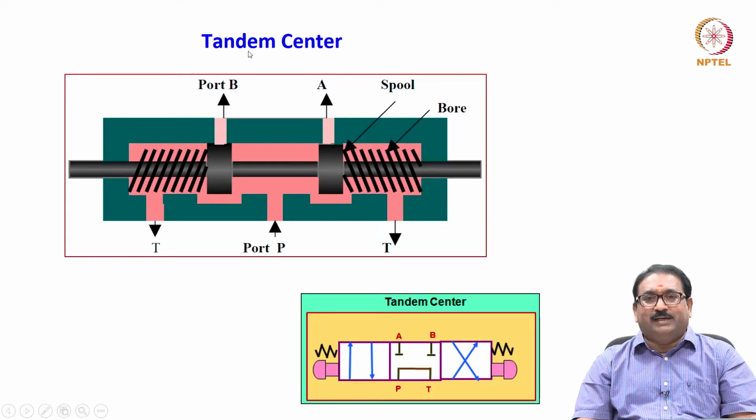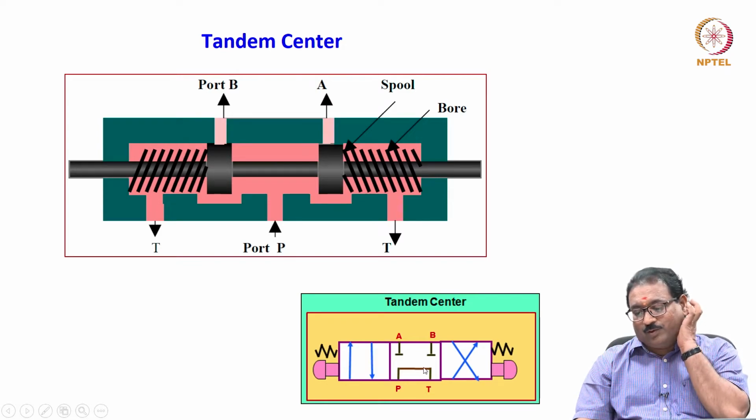Next one is a tandem center valve. What is this tandem center valve, friends? Here P is connecting to T. You will see P is connecting to T and A and B are blocked. Very good. P, no need to worry, because in the middle position you are sending the flow to the tank.